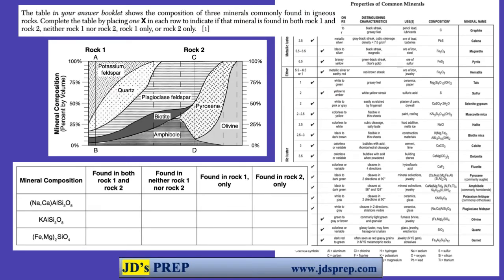And our last question is asking us to look at rock 1 and rock 2, and using this table down here, look at this mineral composition to determine whether each of those minerals is found in both rocks, neither rock, or just one of those rocks. We're going to need this from our reference tables, the properties of common minerals, to figure out what mineral we're talking about based on the composition, because you're not expected to have memorized those. So we're looking at these chemical formulas and identifying those minerals using the table.